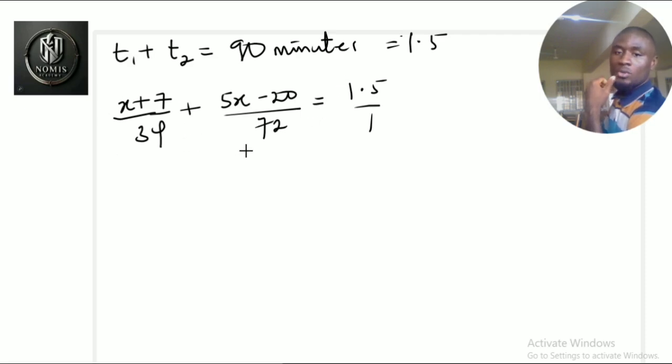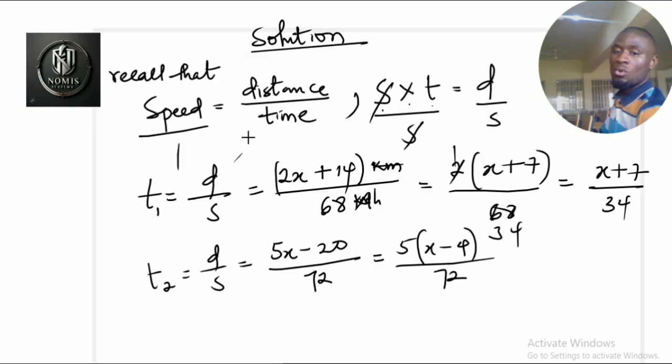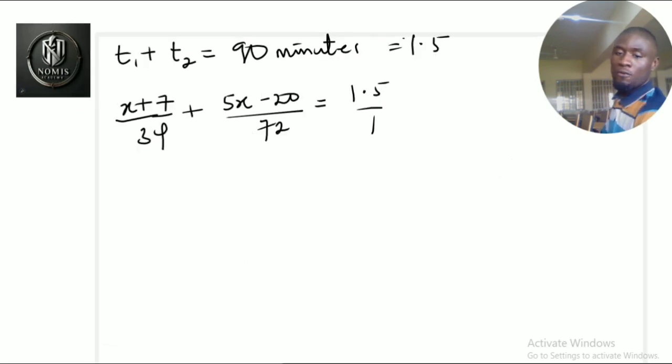So what do we do now? We'll find the LCM of 34 and 72. I know this will not be easy for you to find. What you do is just to multiply 34 by 72. When you multiply 34 by 72, you get 2,448. So we'll now say the LCM is 2,448. So we say 2,448 divided by 34 gives us 72.